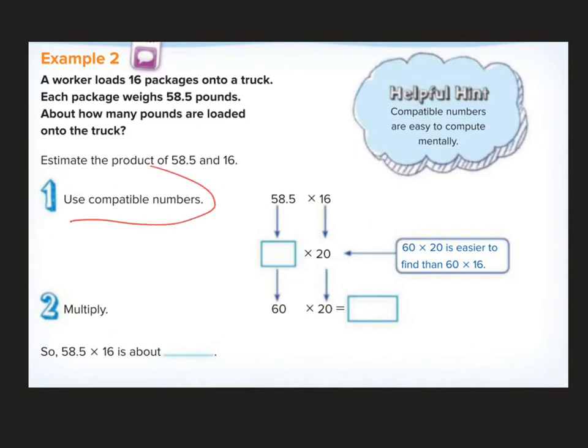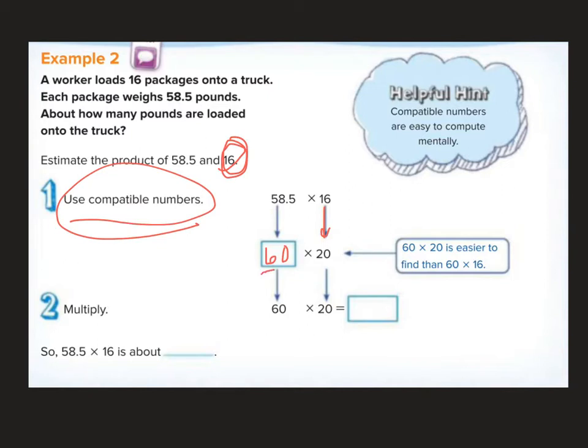Okay, using compatible numbers. That's where first I'm going to estimate the smaller addend to something that's easy. 16, 20 is easy. Okay, and 58 and 5/10, so 60 is easy. It doesn't matter which one you do first, I guess. You just want to pick two numbers. Usually they're going to be tens, but something that's easy to work with. That's what our compatible numbers are.